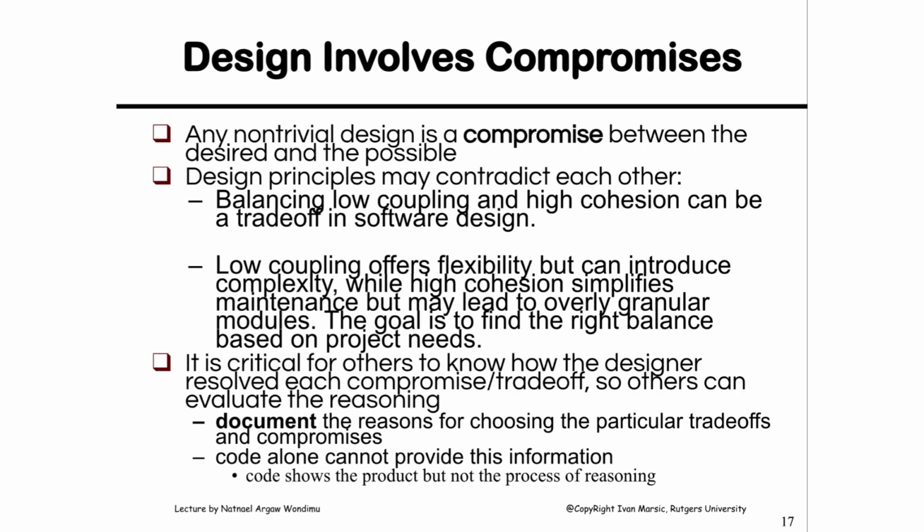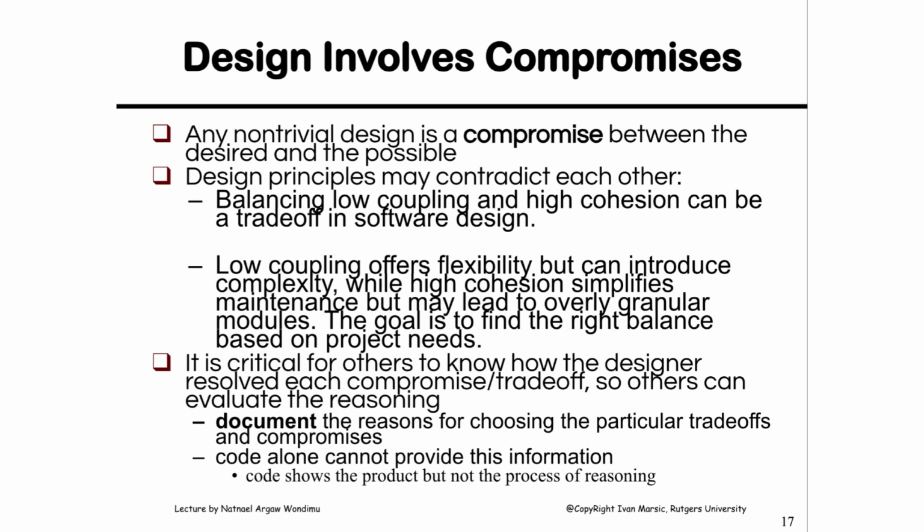That being said about the three major principles of software design, it's also, on the other hand, very important to give much emphasis to the need to compromise some of the principles of system design. So any non-trivial design is a compromise between desire and the possible thing to do. So you may have to trade off between some requirements, okay, while designing your system. So to this end, design principles may contradict each other.